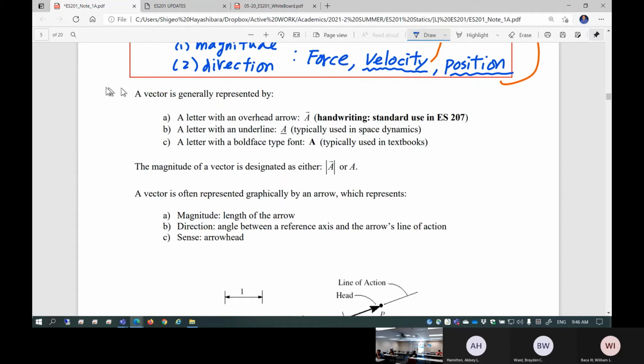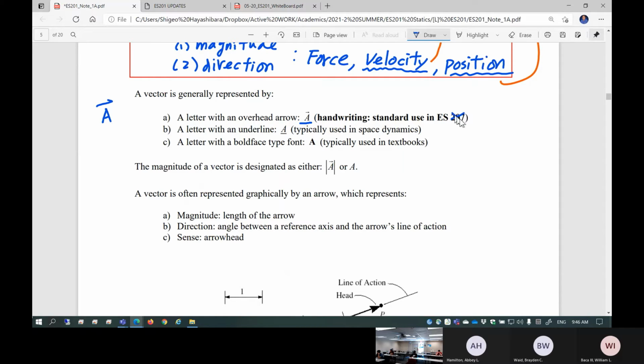So if you handwrite a vector, let's say quantity A being a vector, you're going to put an overhead arrow. This indicates this A is now a vector A. Okay? This is a handwriting standard, so it's often used everywhere.